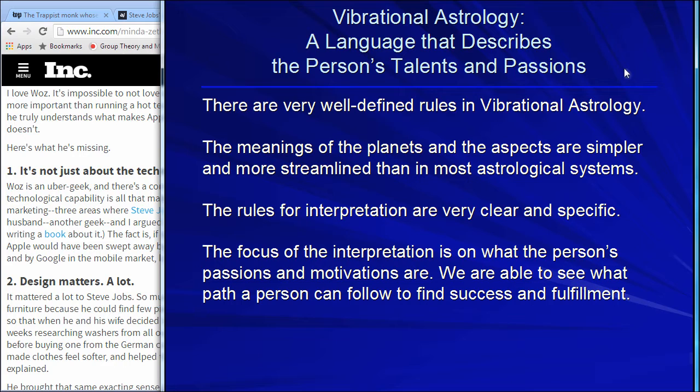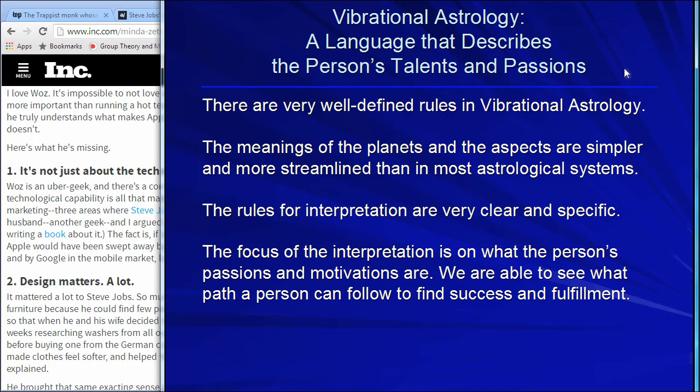So vibrational astrology is a language that describes a person's talents and passions. There are very well-defined rules in vibrational astrology. The meanings of the planets, the meanings of the aspects are very simple in vibrational astrology. I'm going to make other videos on what each aspect means, what each planet means. I still haven't made videos on that yet.